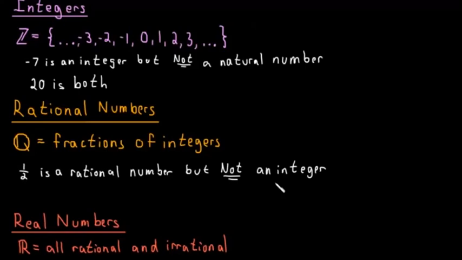Now, can you think of any examples of a number that is both a rational number and an integer? Well, 5 is both.